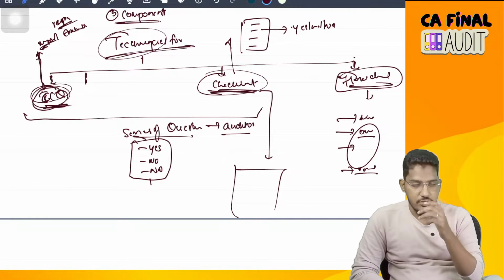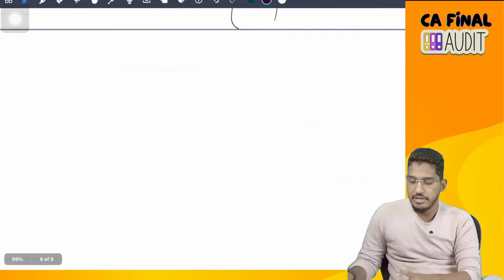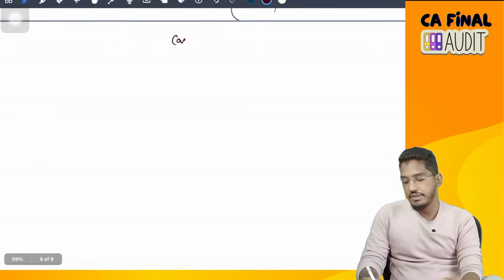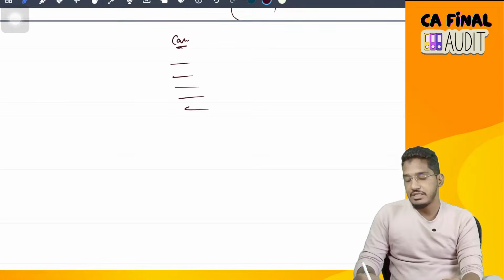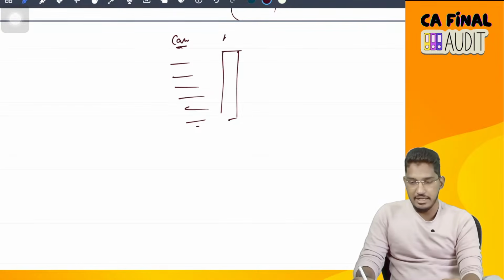In the case of a checklist, I will call my engagement team members and say, boss, you go to the concerned area. For example, I have drafted questions in the area of cash. In the area of cash payments, I have drafted some 10 questions where I have left one column for answers.